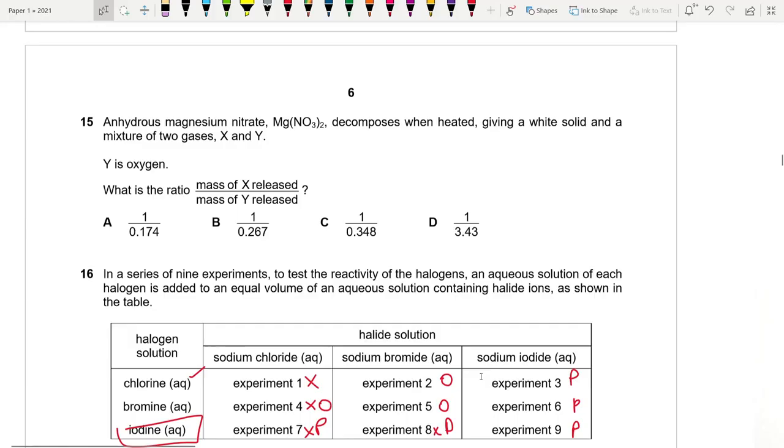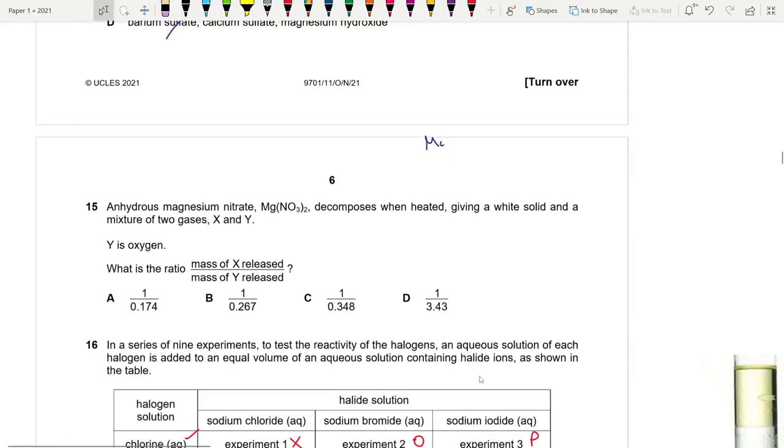15. Anhydrous magnesium nitrate decomposes when heated, giving a white solid and a mixture of two gases X and Y. Y is oxygen. What is the ratio of mass of X released by mass of Y? This is the equation, okay? So Y is oxygen. So the other gas must be the brown gas, nitrogen dioxide.